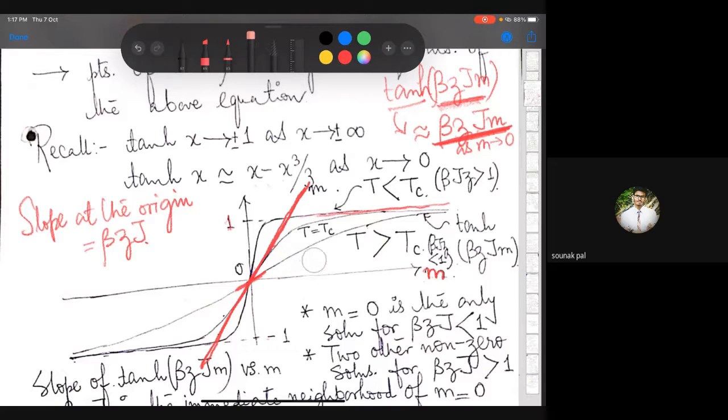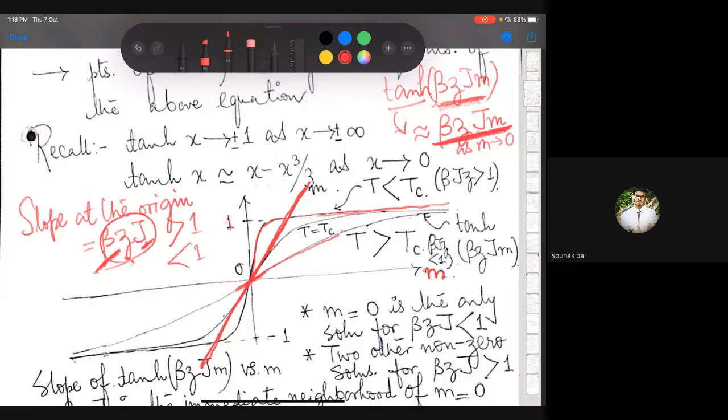Let me get rid of this. So this is the slope at the origin. Now you see that whether it goes as a sharp function or as a slow function depends on the temperature, because Jz are given to you. z is the value for the lattice that you are working with, 1D lattice or 2D lattice. J is given to you. So depending on beta, the slope can be greater than 1 or smaller than 1, right?